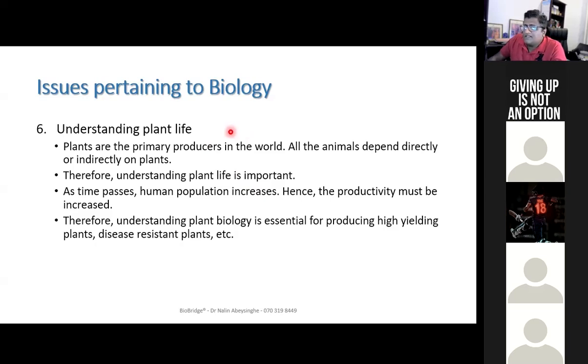As time passes, the human population increases, hence the productivity must be increased. We have discussed that in the previous part as well. Therefore, understanding plant biology is essential for producing high-yielding plants, disease-resistant plants, etc. Of course, right?